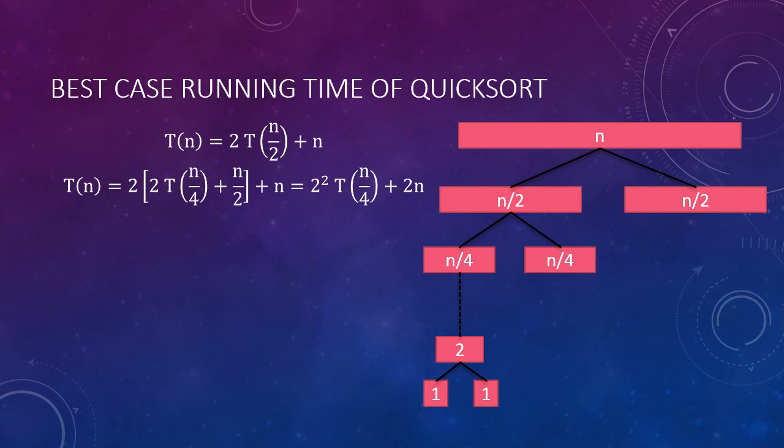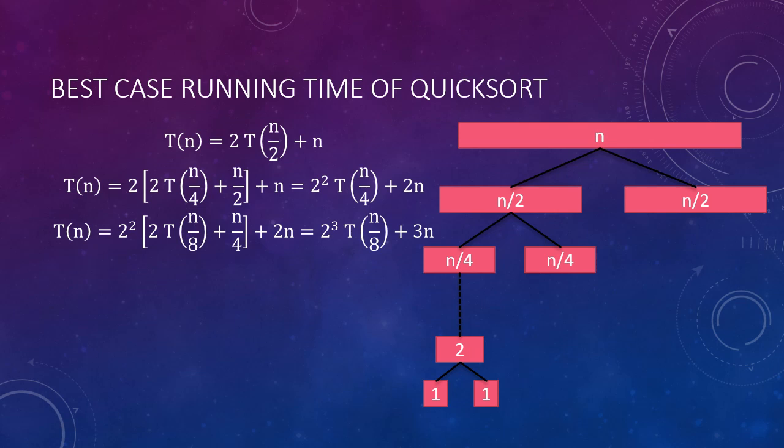Now, in the second equation, focus on Tn by 4. This can be written as 2 Tn by 8 plus n by 4. I substitute this in the second equation. And the third equation says Tn is 2 raised to the power 3 Tn by 8 plus 3n.